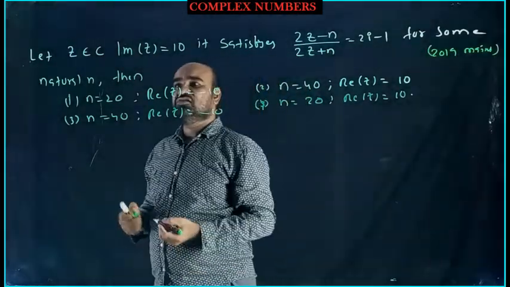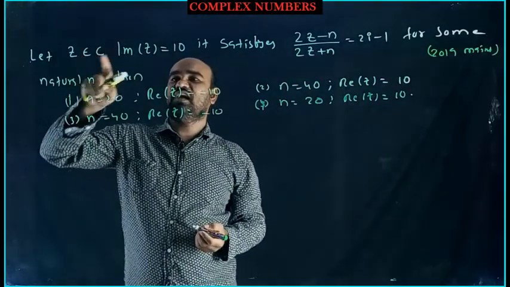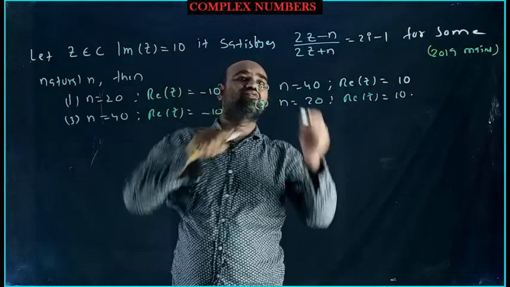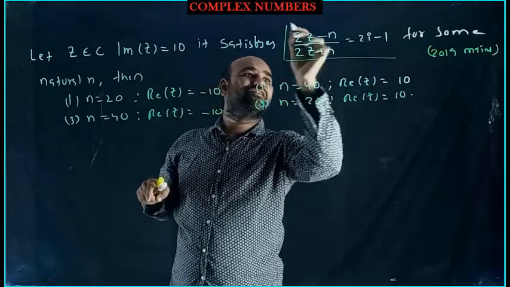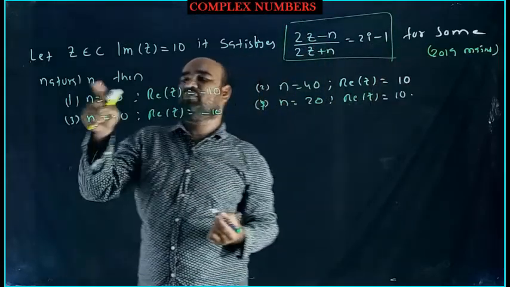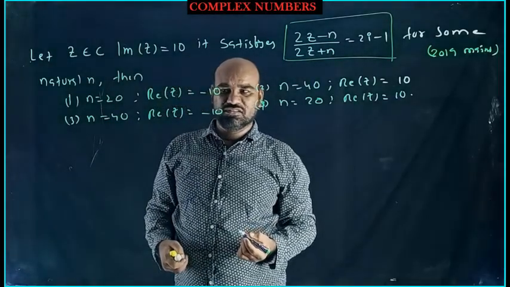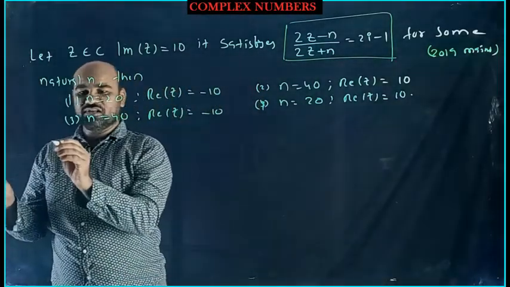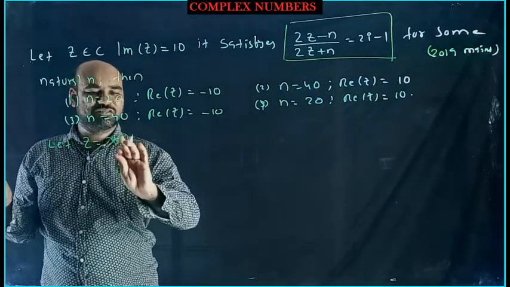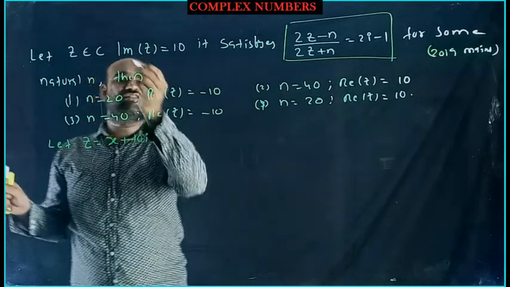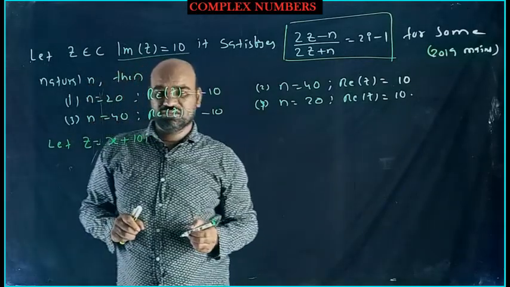z is a complex number and its imaginary part is equal to 10. It is satisfied by this rule for some natural number n. Then we want to find the smallest n value and its real part. Step 1: let z equal to x plus 10 iota. Already given, the imaginary part of z is 10.